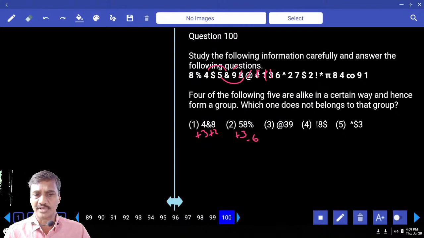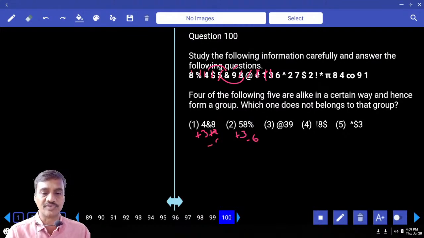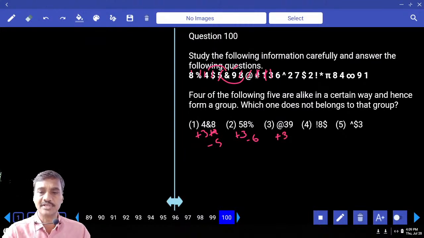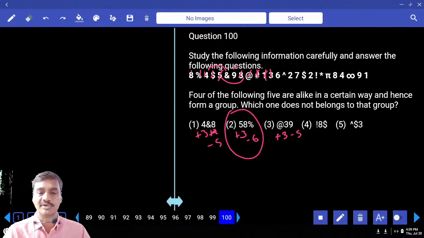Now in this one, ampersand and 8. Ampersand and 8, what do we get here? 1, 2, 3, 4, 5, plus 3 minus 5. And here again at the rate of n3 plus 3 and 9, 1, 2, 3, 4, 5 minus 5. Then what is your answer here? Except choice 2. And in the remaining terms, the difference between the elements is 3 and 5, but here it is 3 and 6. That is the odd one.